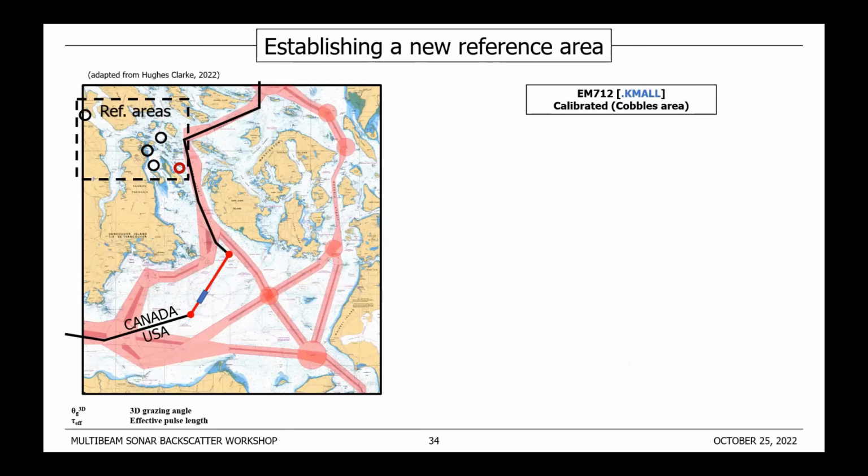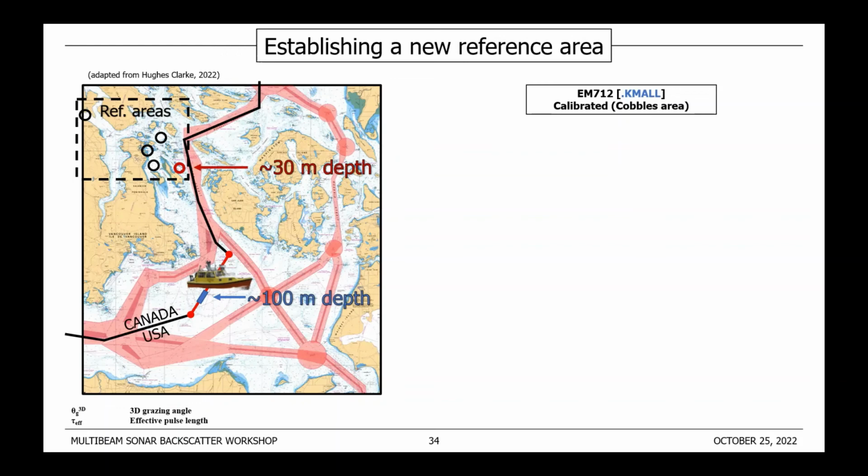Finally, we tried to do something different. This time we were using an EM712, which we calibrated at one of Ivan's reference areas. This reference area is marked here with the red circle. And so we took our now calibrated EM712 and tried to survey this area highlighted by the blue rectangle. We saw from uncalibrated backscatter data that it was homogeneous, and so we surveyed with this now supposedly calibrated EM712.